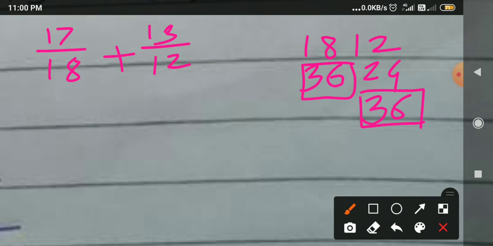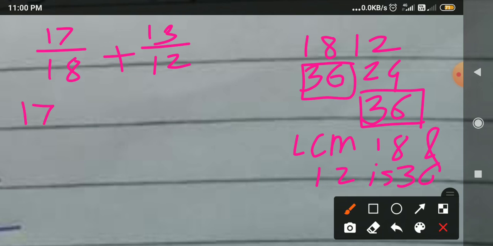If you are finding the LCM, first find the first common number in the 18 and 12 tables. 18 ones are 18, 18 twos are 36, 12 ones are 12, 12 twos are 24, and 12 threes are 36. So 36 is the first common number in the 18 and 12 tables, and that's why the LCM of 18 and 12 is 36. Now we have to convert the denominators into 36.